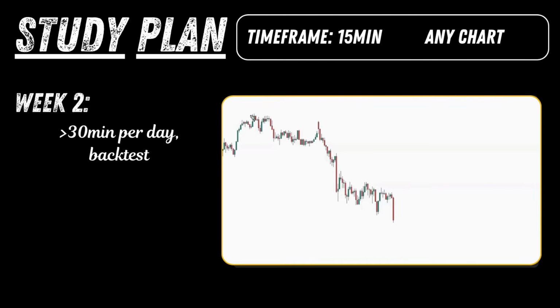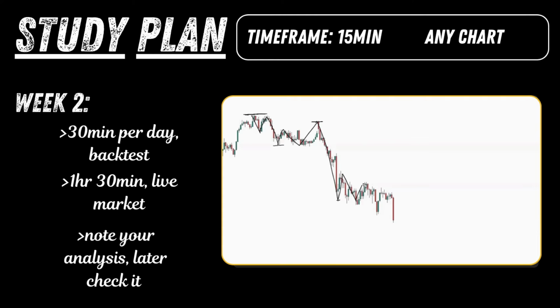Now week 2, minimum 30 minutes per day, do backtesting. For 1.5 hours, we'll go to the live market and find patterns, pattern identification. Note down your expectation and later note down what happened. All right, this is what you're going to do. First, learn the backtesting part in week 1. In week 2, we're going to apply. We're continuing the backtest for 30 minutes per day, and for 1.5 hours, we're doing live market.